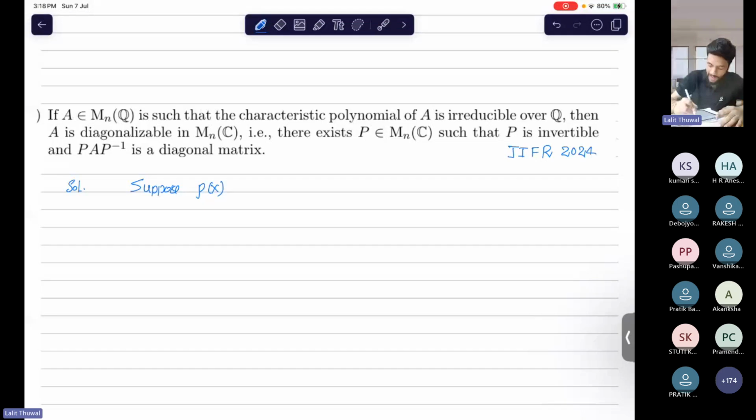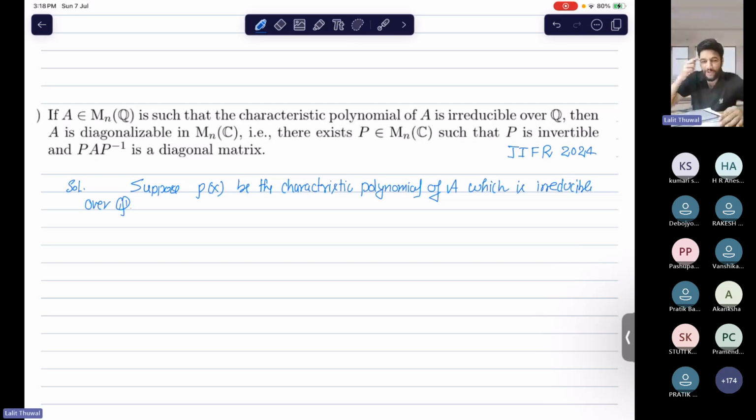Let P(x) be the characteristic polynomial of A, which is irreducible over Q. So what does it mean to be irreducible over Q? Do you know? Then let me tell you. If P(x) is irreducible over Q, then it means that it does not have non-trivial factors.